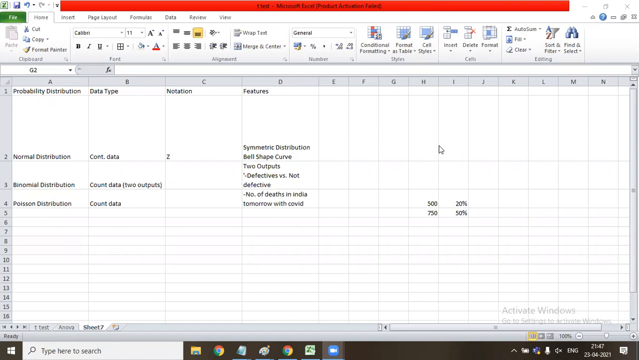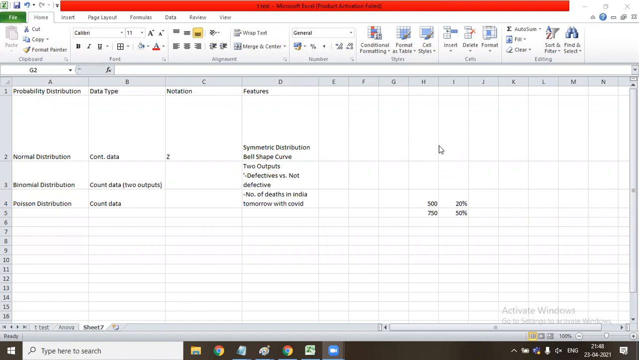Then I will use the binomial distribution, because the variable which I've been trying to measure is binary: whether it's defective or not. Are you with me? Yes, sir. Anybody any doubt? No, sir. Okay.